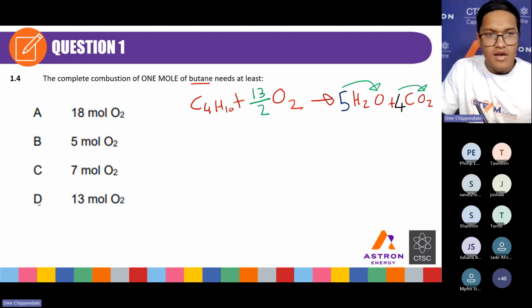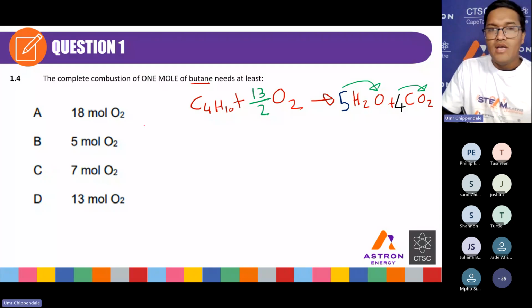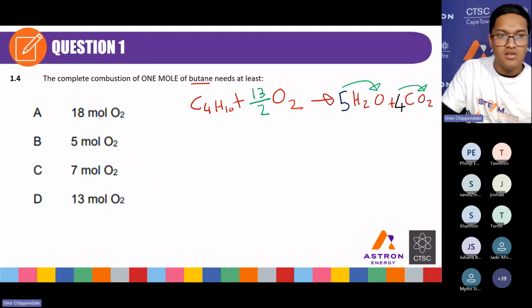Now, I see most of you have said that your answer was D, but now I just want to show you something. We are not allowed to have a fraction in this balancing. So because we have this 13 divided by 2, we're going to multiply this entire equation by 2. So all of it is going to be multiplied by 2.